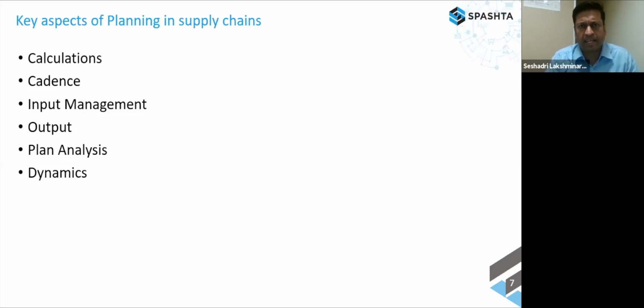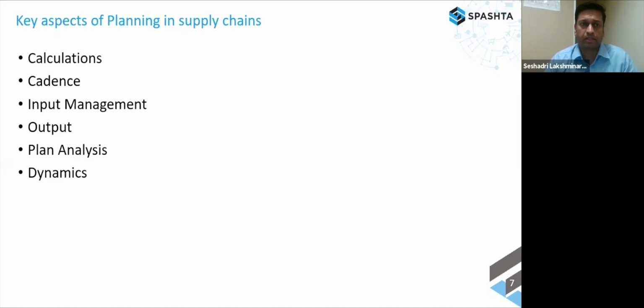So the first thing is calculations. Plan involves generating numbers, and it involves calculations. What are those, and why is that the case? Very quickly, I'll touch upon it. The second thing is cadence. We talked about cadence, and I do want to talk about it again, because when we talk about interactive planning later on, that's the first question that will come. How do cadence and non-cadence work together? And why should we have one or the other or both? What is the right answer there? I think that's pretty important.